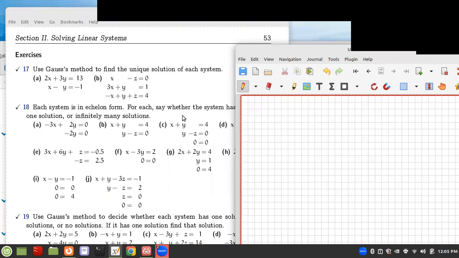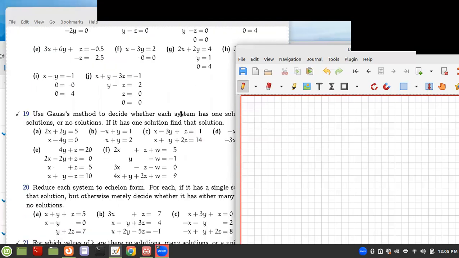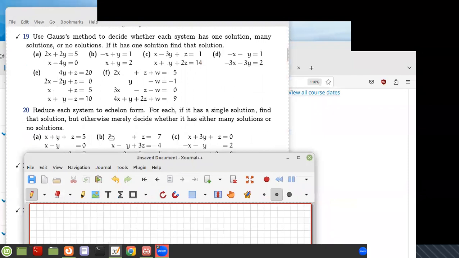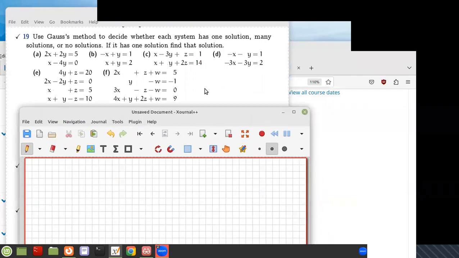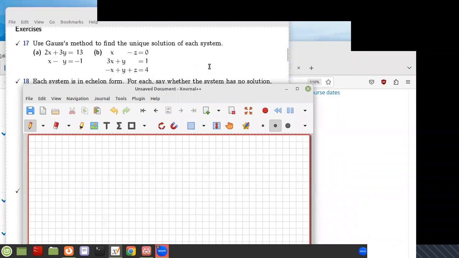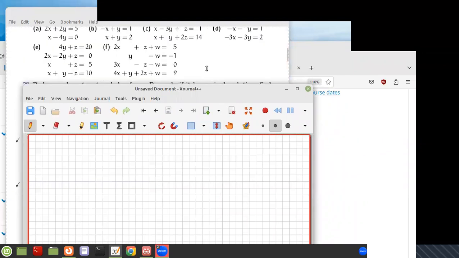Okay, so let's try the hard one. Let's try F. What I want you to do, this is on page 53.